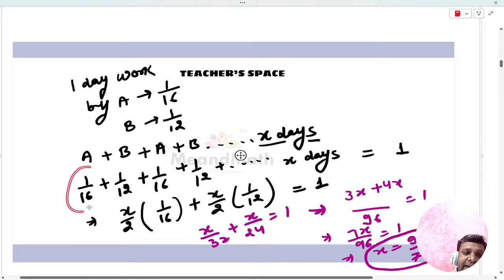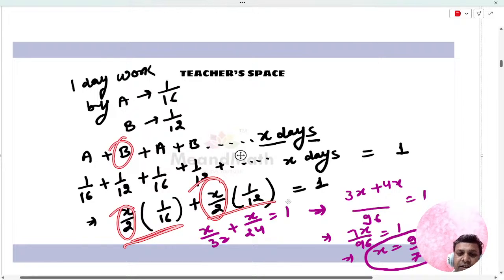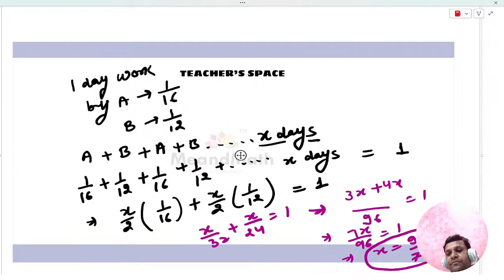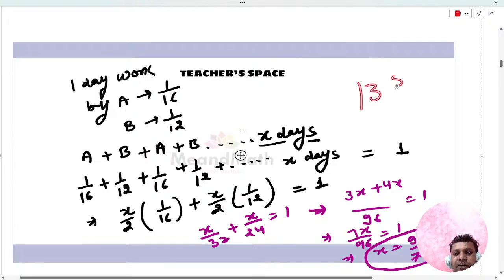So how much time did A work? Half of the days, meaning x by 2. And how much time did B work? Again x by 2. Now solve this. If you solve, you will get the answer for x, that is 96 upon 7, and 96 upon 7 is 13 integer 5 by 7. So the answer is 13 integer 5 by 7 days.